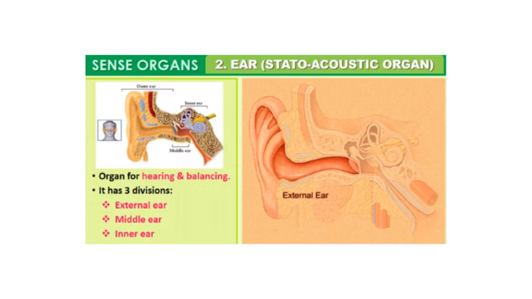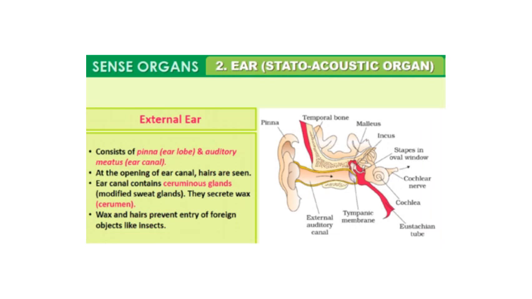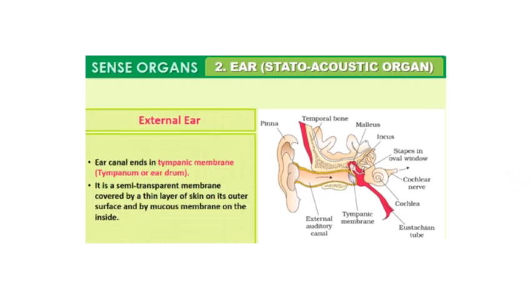It has three divisions: external ear, middle ear and inner ear. The external ear consists of pinna and ear canal. At the opening of the ear canal, there is hair present. It consists of modified sweat glands which secrete ear wax. The wax and the hair prevent the entry of foreign objects in our ear.